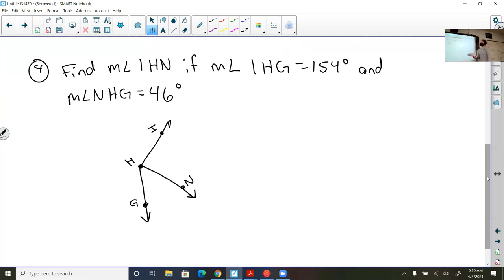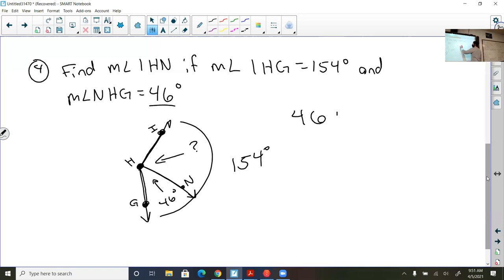All right, the first unknown is IHN. I recognize that that is this angle right here, because again, I to H to N. So this is unknown. The measure of angle IHG, that's going from I to H to G. So that is the whole, that is the biggest angle, that is 154, which means this other angle here must be the 46 degrees. You can also use a process of elimination. The part has to be smaller than the whole. So I knew that this angle here had to be one of the two parts. Okay. 46 plus our unknown degree is equal to 154 degrees.